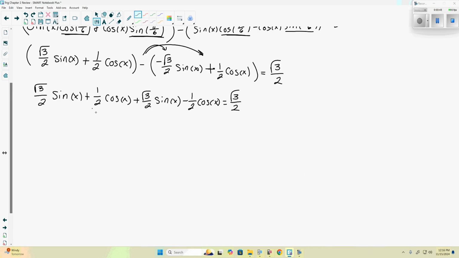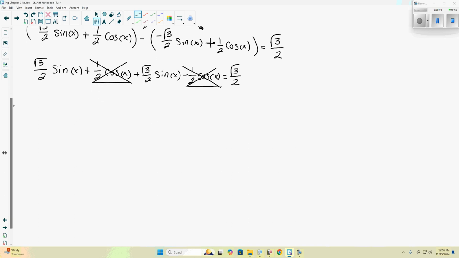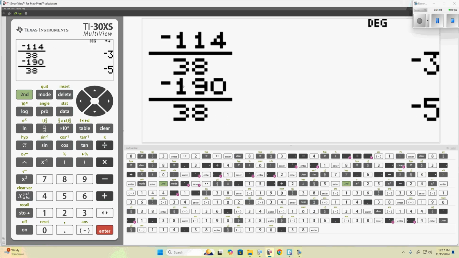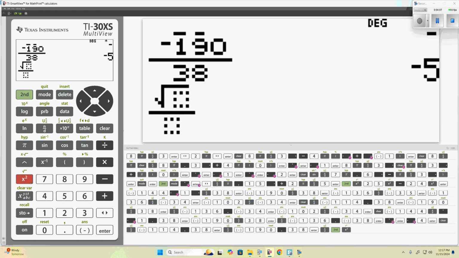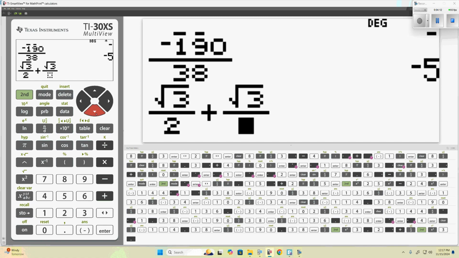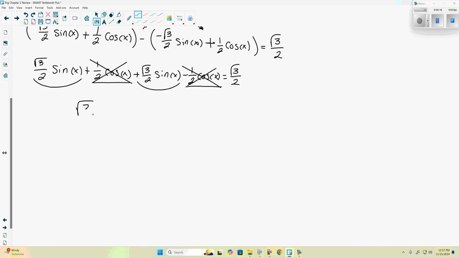Now this here, 1/2 cosine of x and negative 1/2 cosine of x are like terms, and when we combine them, they become 0. Our other like terms are these two here, square root 3 over 2 sine of x plus square root 3 over 2 sine of x. So really what we're adding is square root 3 over 2 plus square root 3 over 2, which is just going to be the square root of 3. Sine of x is equal to square root 3 over 2.